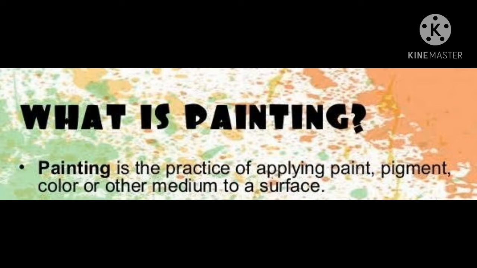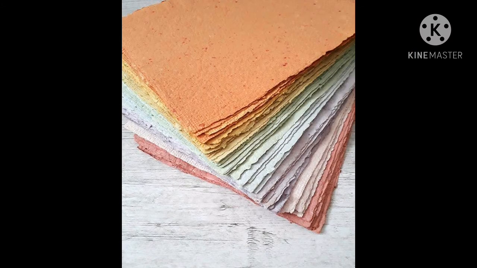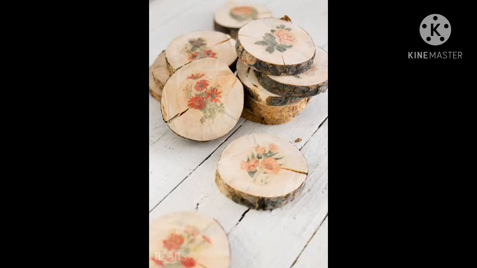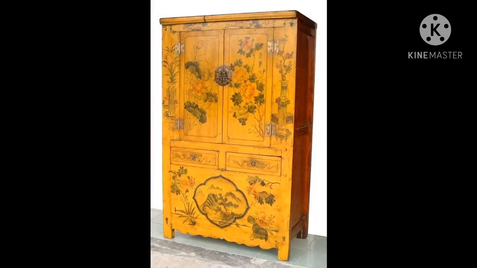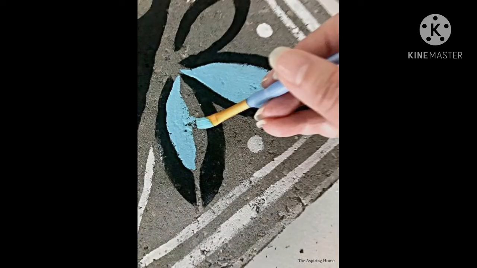Painting is the practice of applying paint, pigment, color, or other medium to a solid surface. Some of the tools used are brushes, sponges, knives, airbrushes, and so on. Solid surfaces can be walls, paper, canvas, wood, glass, lacquer, pottery, leaves, copper, and concrete.